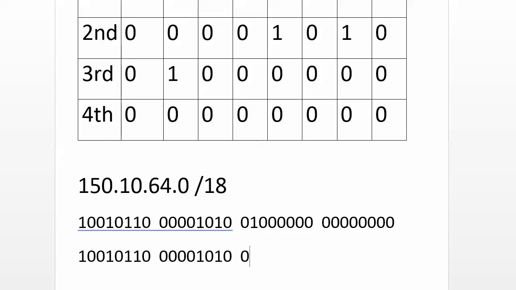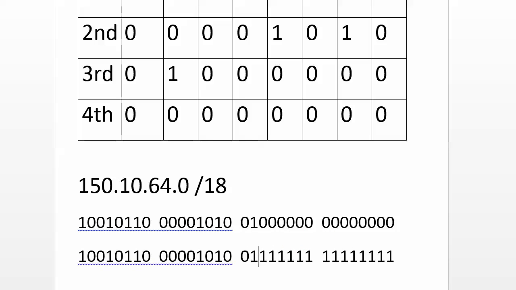Okay, so that's where our mask ended. So if everything else here, all of our host bits, are 1s, the final answer, the broadcast address, is going to be 150.10.127.255. Gotta watch that. So we got a /18 there, but remember that 64-bit was already set to 1. That's not covered in our host bits.